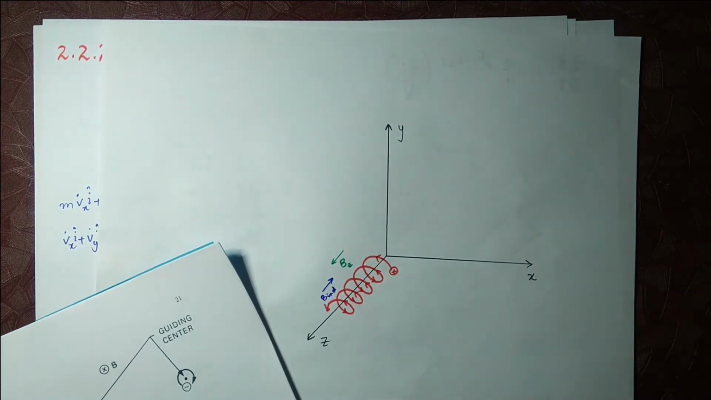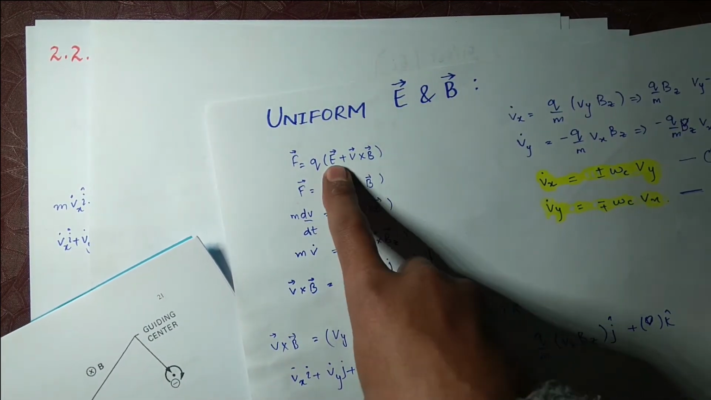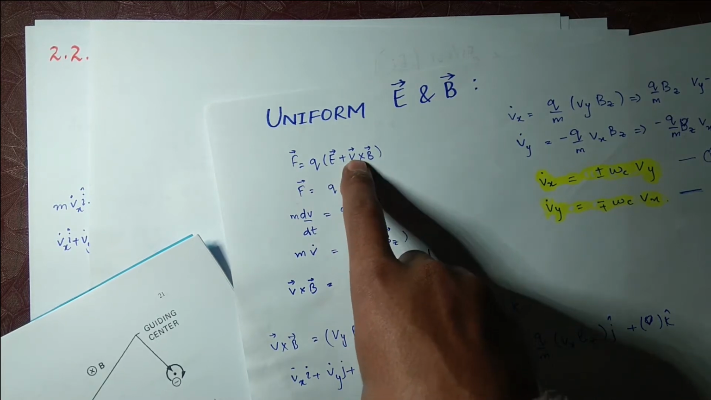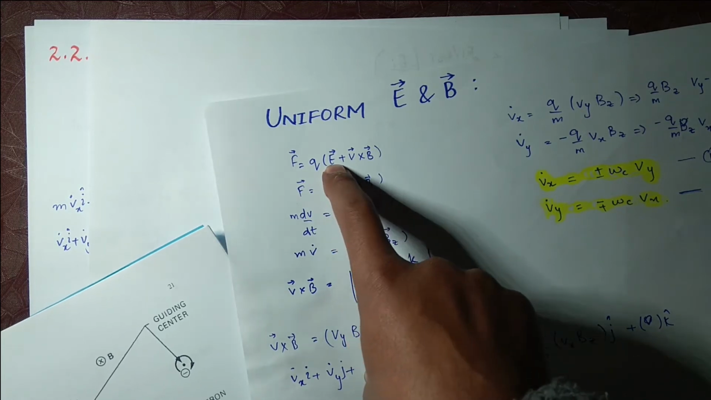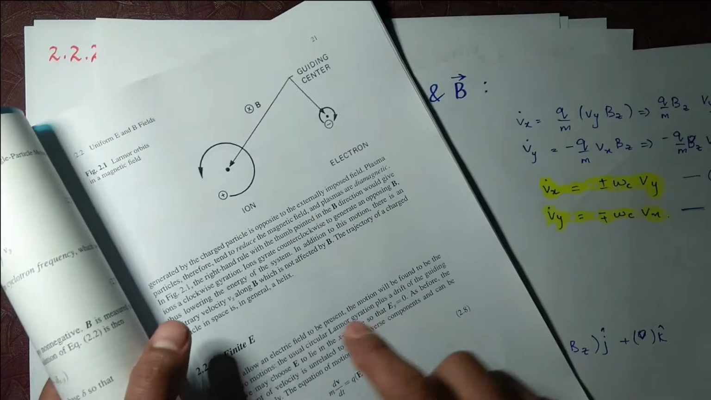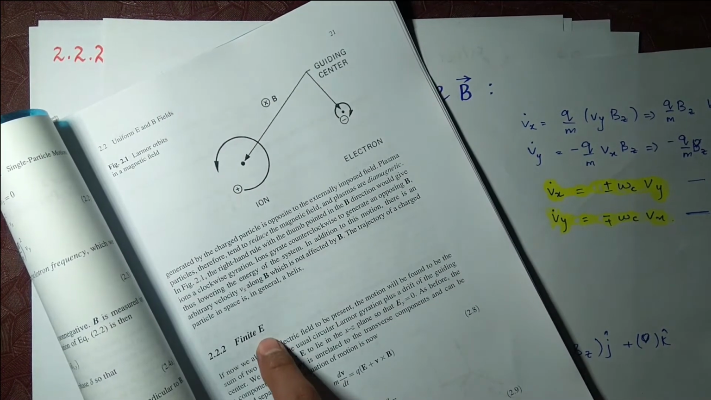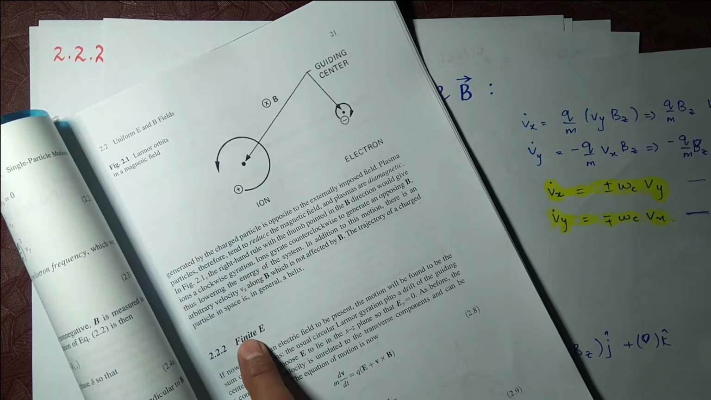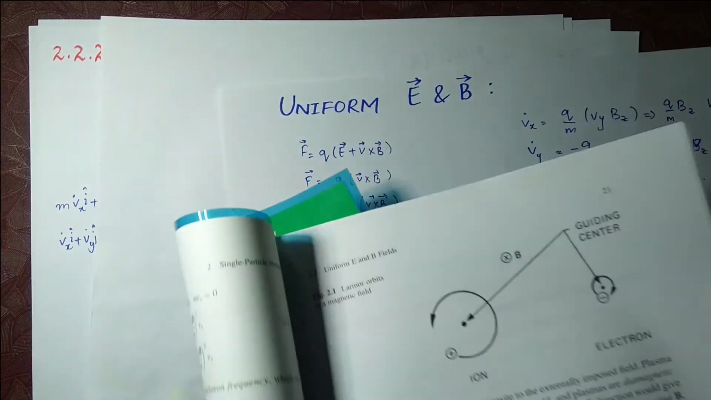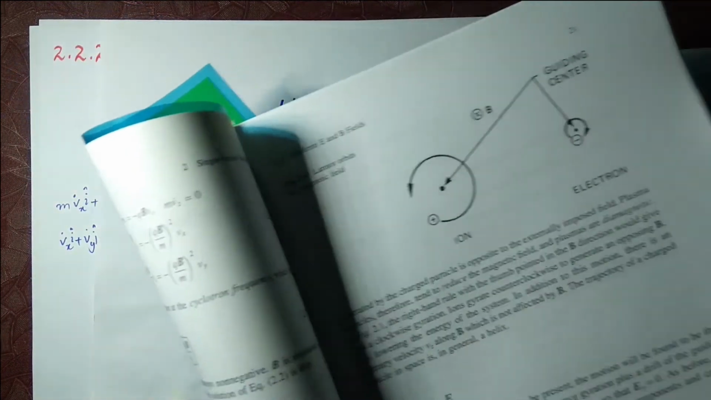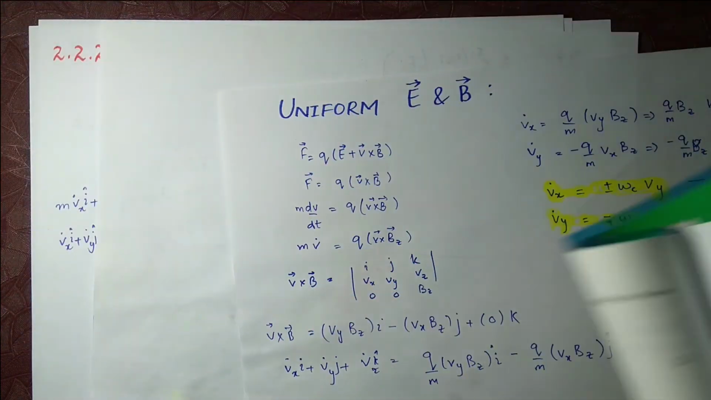When E was equal to 0, as you saw in the previous topic, F is equal to Q into E plus V cross B, and E is equal to 0. For the first case, E was equal to 0. But today we are going to find a relation for a finite E. You can see here that there is a finite E. E is not equal to 0. We have some value of E, and E lies in the plane X and Z. When E is lying in the plane X and Z, the y component of E is 0.